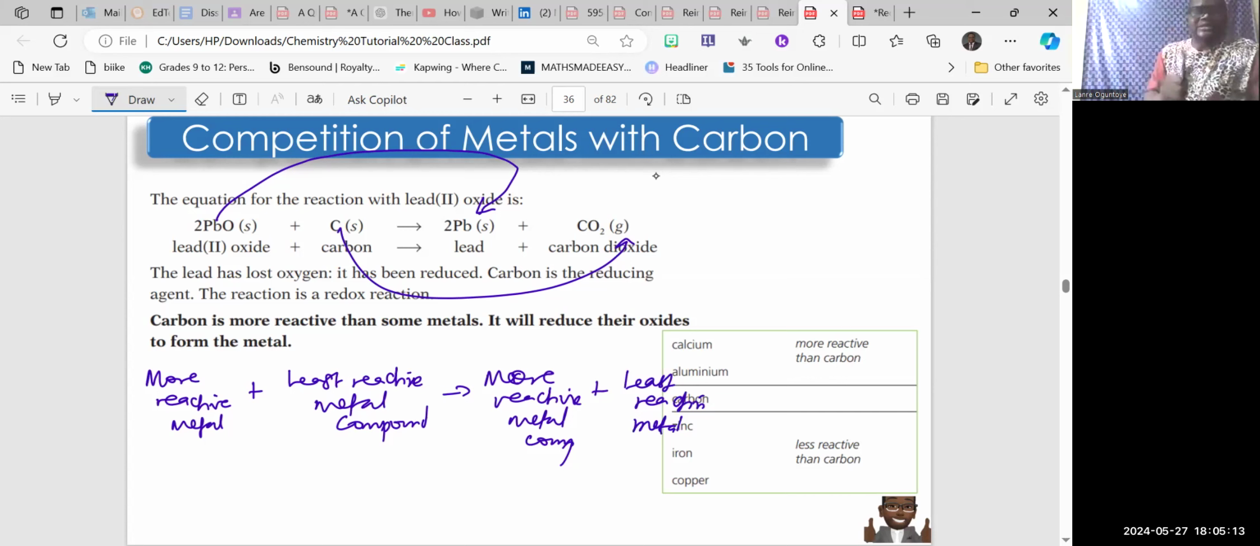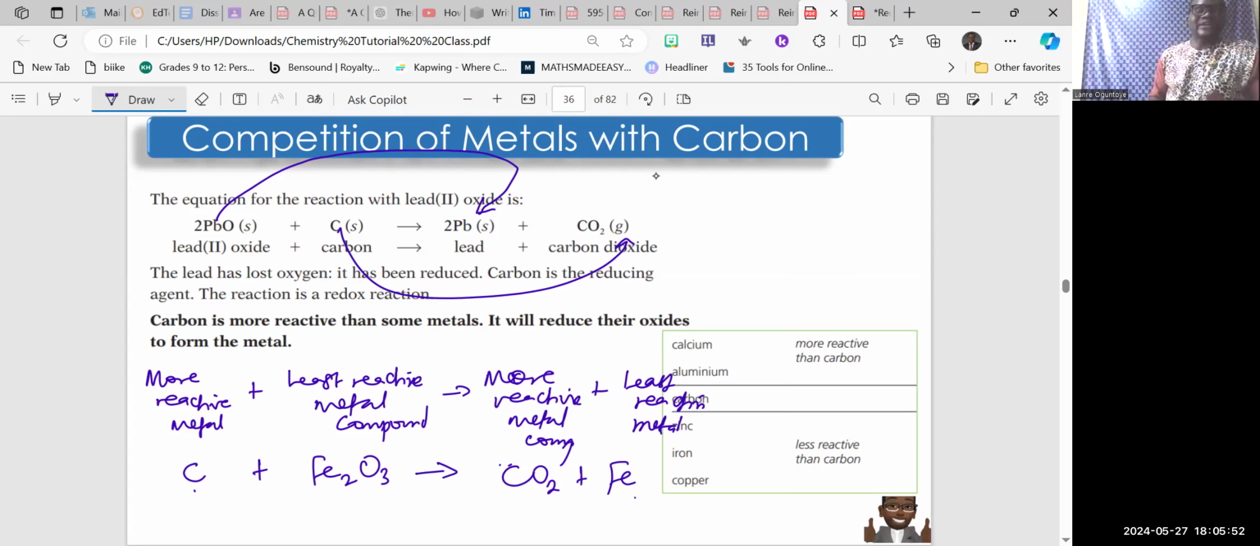The least reactive metal will be displaced from that. Okay. But in this case now, what is acting like the more reactive is carbon. Can you see that? So if I do carbon plus maybe iron oxide, which we are going to use for the extraction of iron, carbon plus this will give us a more reactive metal compound. So we are going to be doing carbon dioxide plus iron. So can you see that? Carbon can displace iron from its compound.